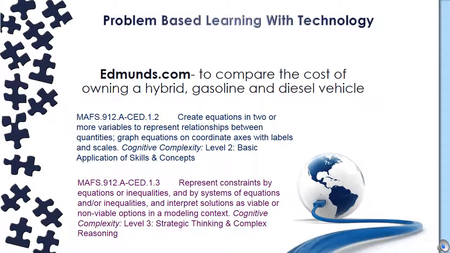The second standard is to represent constraints by equations or inequalities and by systems of equations and/or inequalities, and interpret solutions as viable or non-viable options in a modeling context. The cognitive complexity is a level 3, strategic thinking and complex reasoning.